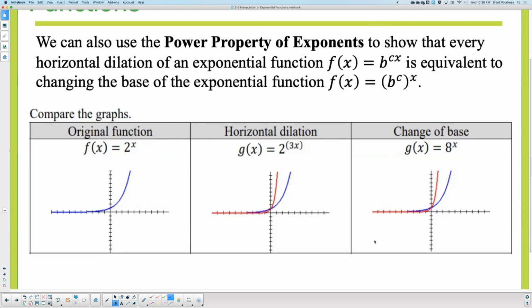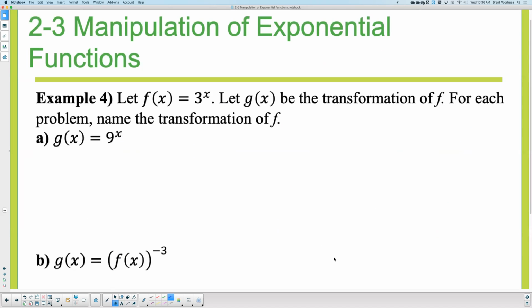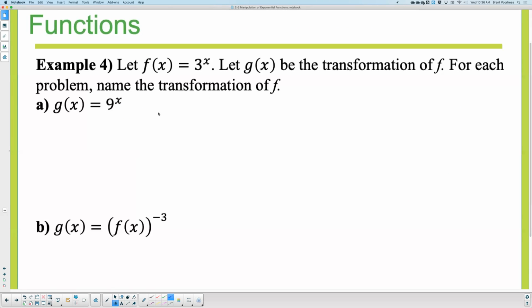Okay, so now let's work back through these. For each of the problems, name the transformation. Okay, so here we go. We're going to simplify this. We want to get it to a power or a base of 3. You see how it says right up here? You get it to a base of 3. That's not a base of 3. How can I rewrite 9 as a base of 3? 3 squared. I could say this is 3 squared to the power of x. What happens when you have a power raised to a power? Multiply. What's 2 times x? 3 to the power of 2x.